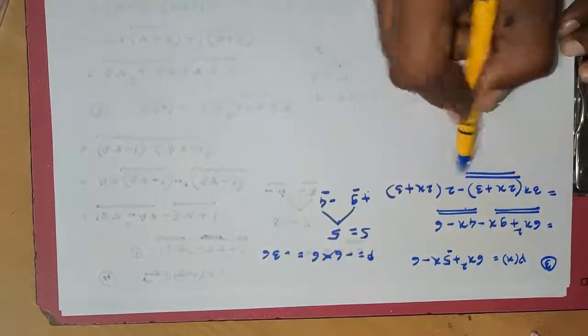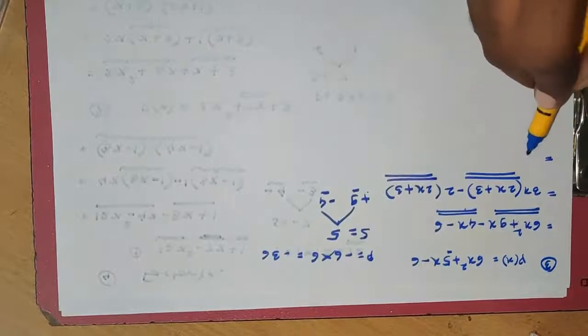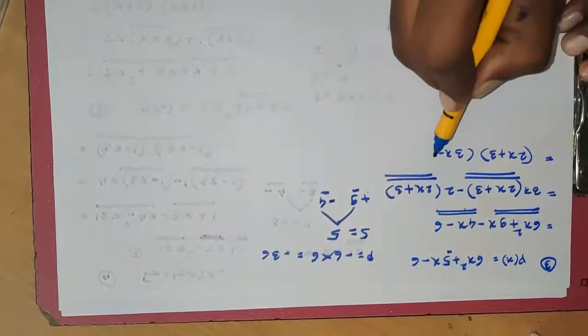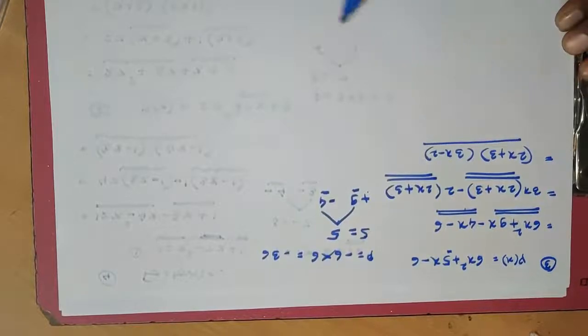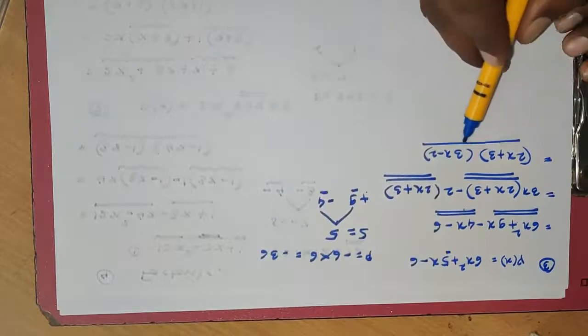Now this first bracket and second bracket are the same here. So that can be taken common. 2x plus 3 is common. Another bracket 3x minus 2. So the factors of 6x square plus 5x minus 6 are 2x plus 3 and 3x minus 2.